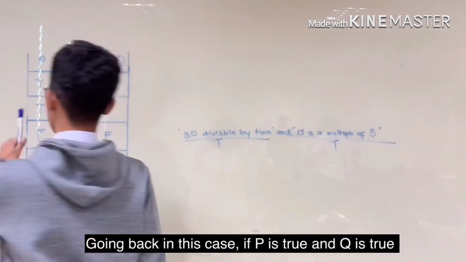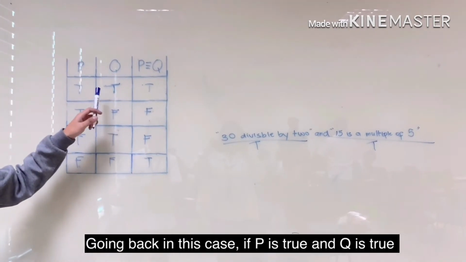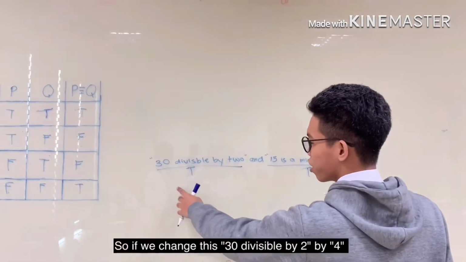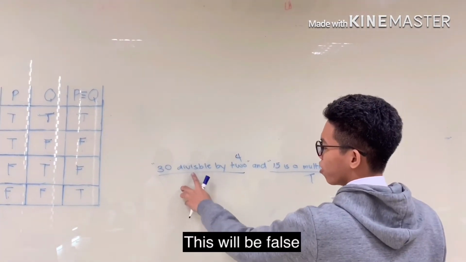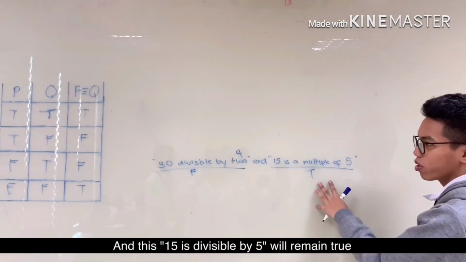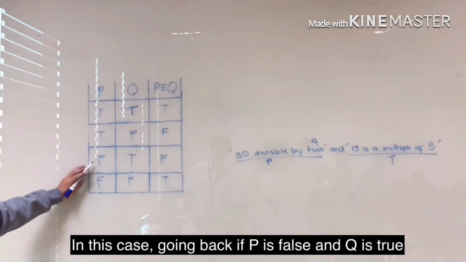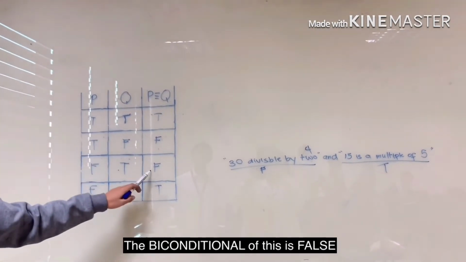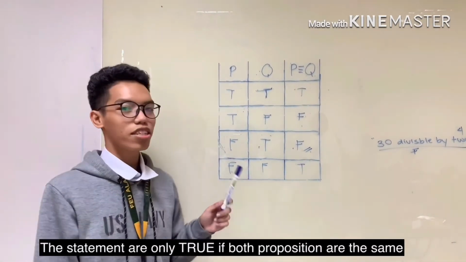Going back to this case, if P is true and Q is true, the biconditional of this is true. So if we change this 30 divisible by 2 to 4, this will be false, and this 15 is a multiple of 5 will remain true. In this case, going back, if P is false and Q is true, then the biconditional of this is false. To understand easily, the statement is only true if both propositions are the same.